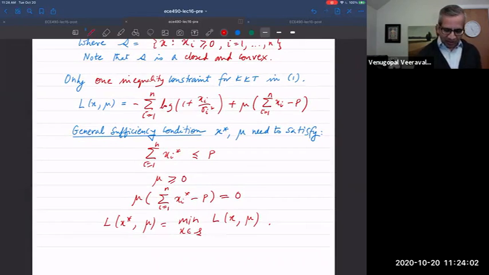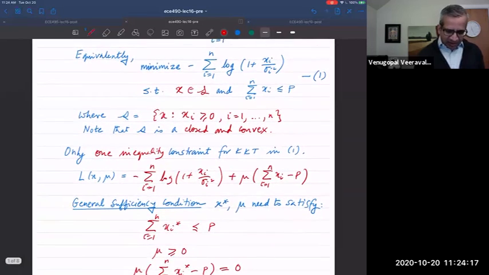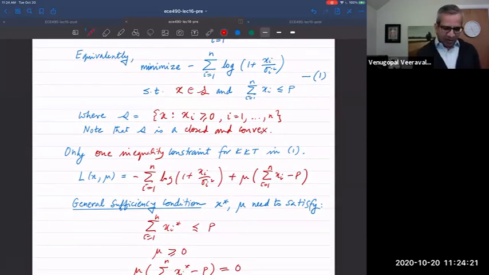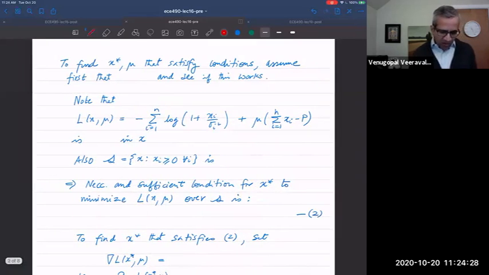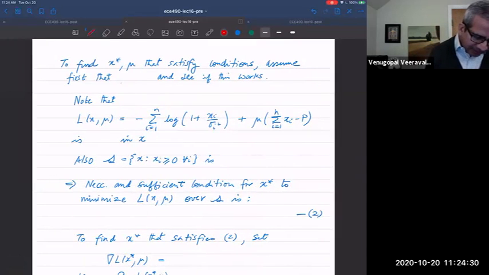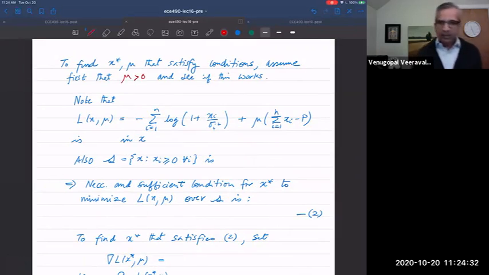There are only two cases to consider: mu positive or mu equal to 0. But let's focus on mu positive, because we may have some intuition that that's the thing to work with, because we know that this constraint should be satisfied with equality. As you increase the powers, you do better in terms of increasing the bits. So we'll look at mu being positive and see if this works.